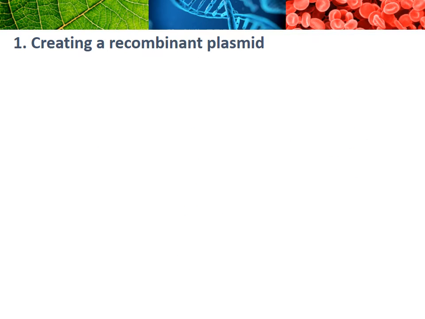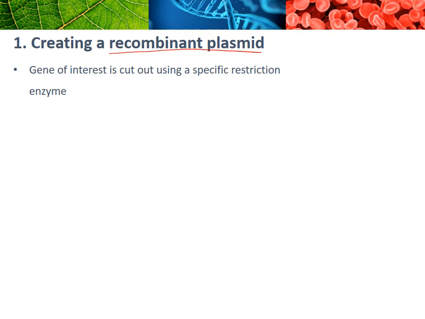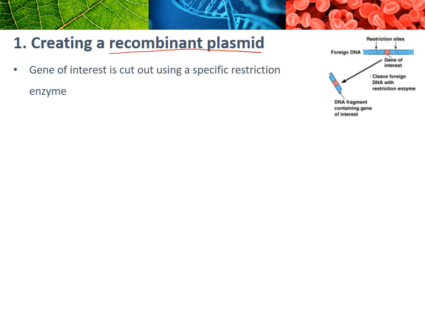All right, so we now know how you can read a plasmid map. What we want to do is figure out the steps of creating a recombinant plasmid. So step number 1, we cut the gene of interest out of the original DNA. So this could be our healthy human DNA using a specific restriction enzyme.